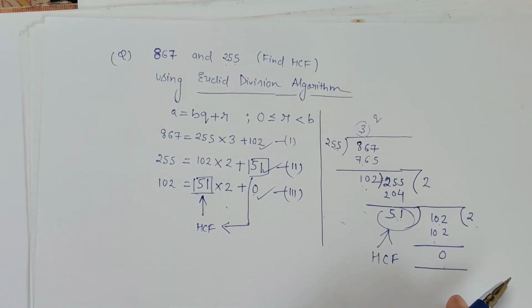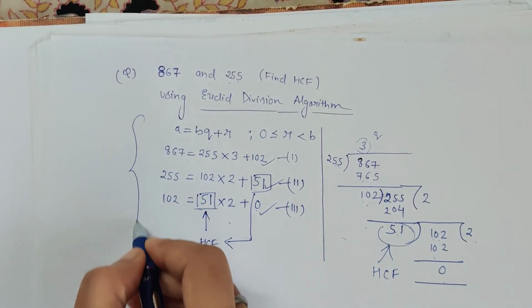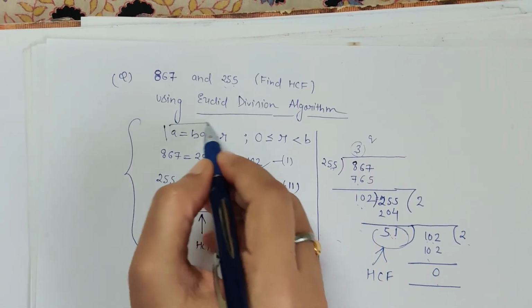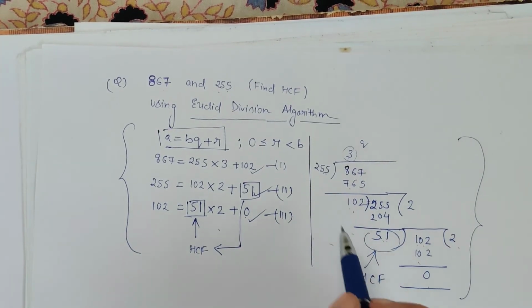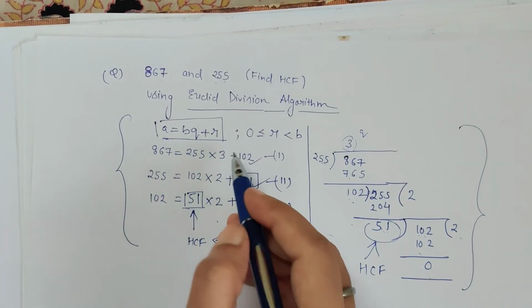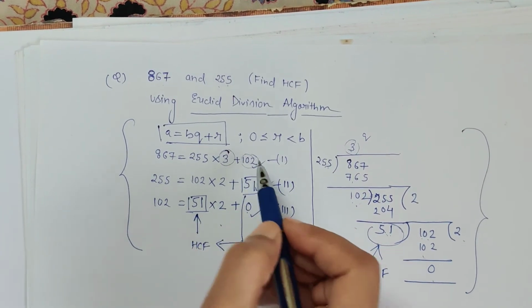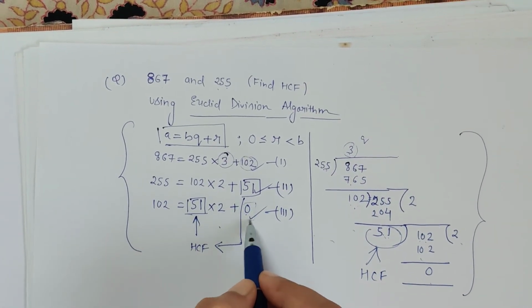algorithm, but in examination you have to write in this form only, which is in the form of Euclid division lemma. This is helpful for your rough purpose or for identifying your Q and R until you get remainder as 0.